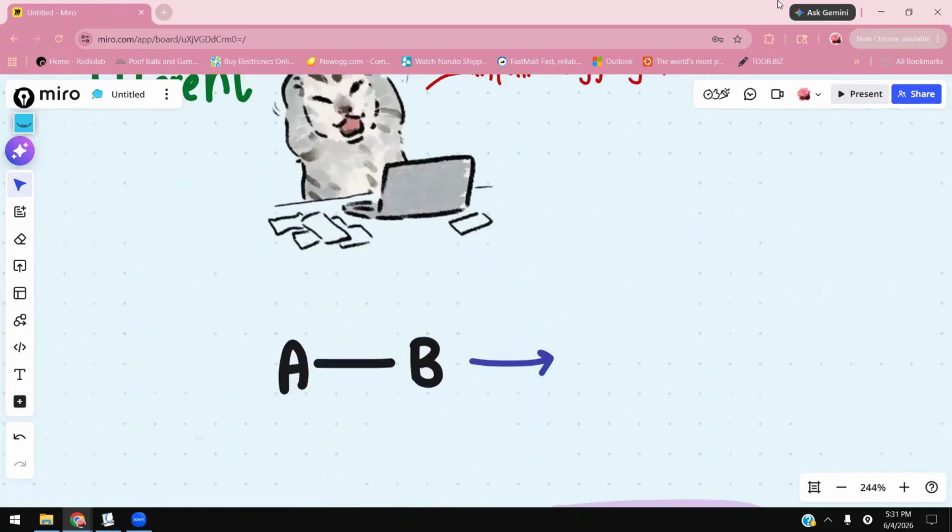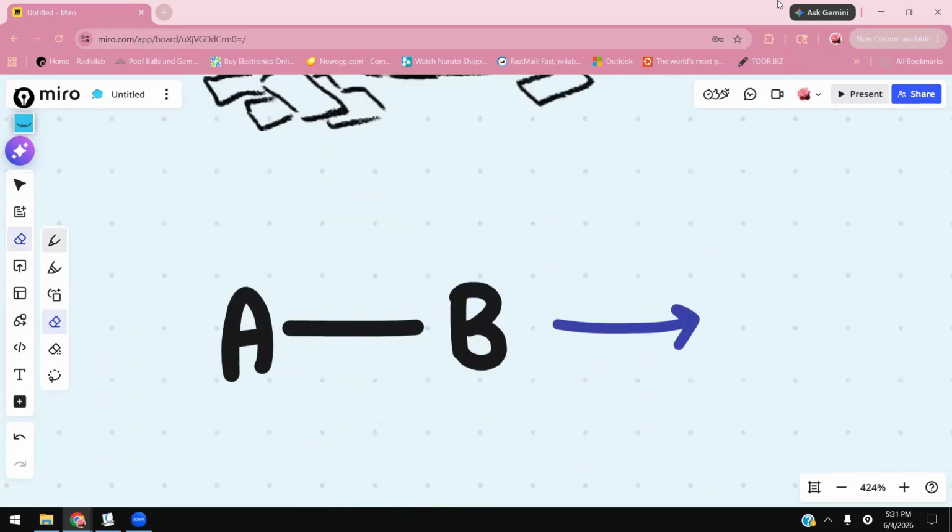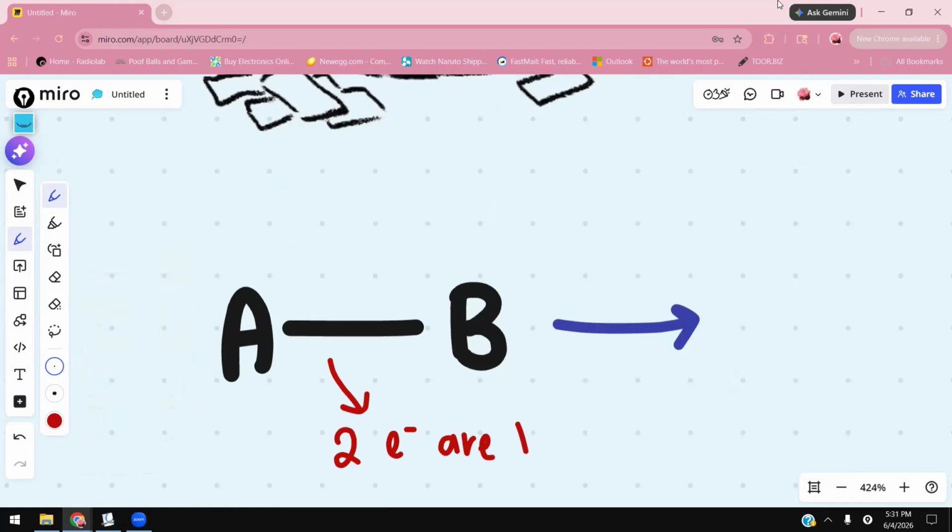Let's imagine an example. So let's say we have two atoms in front of us, atom A and atom B, both bonded together. Now, since we have a single bond, we have two electrons that are being shared right now. And let me make those electrons as well. So these electrons are involved in the bond, right?